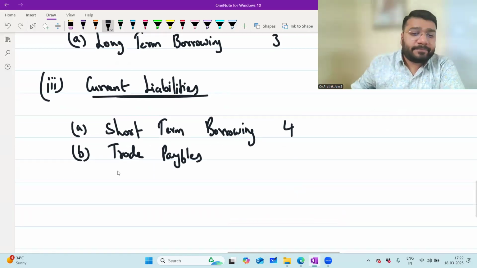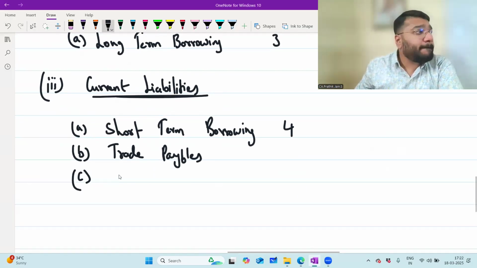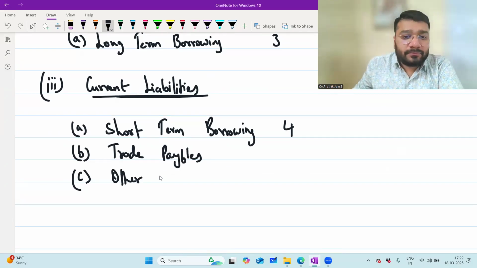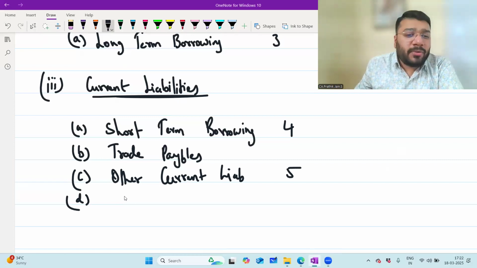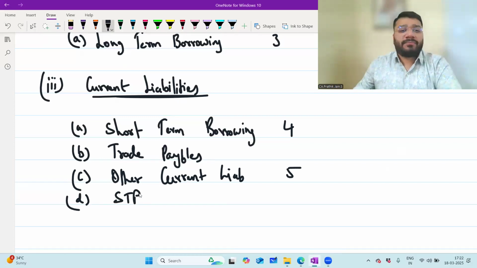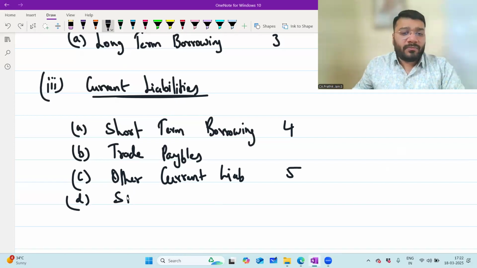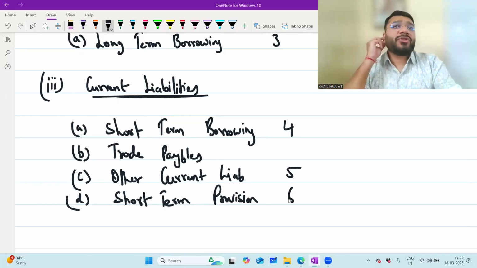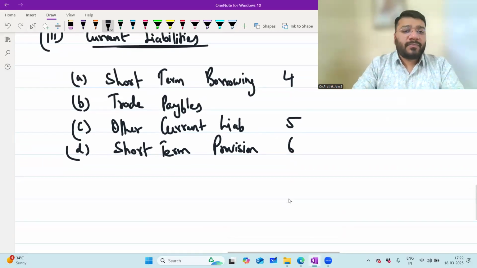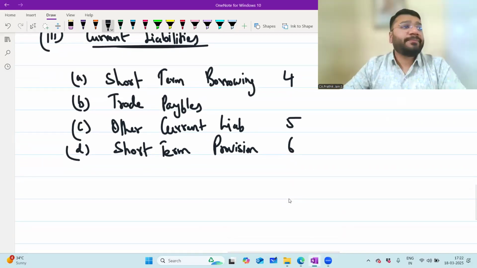Next, C. Other current liabilities. Note number 5. D, short-term provision. Note number 6. I think in the textbook they have given note 6 for short-term provision. Is a separate note given for short-term provision?